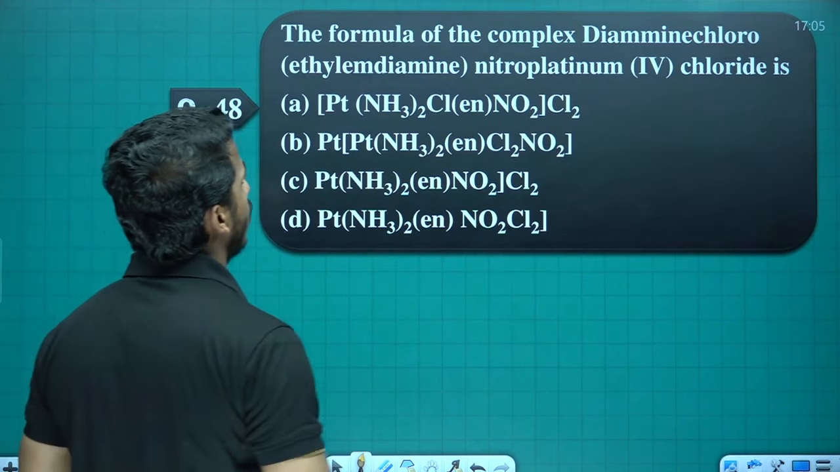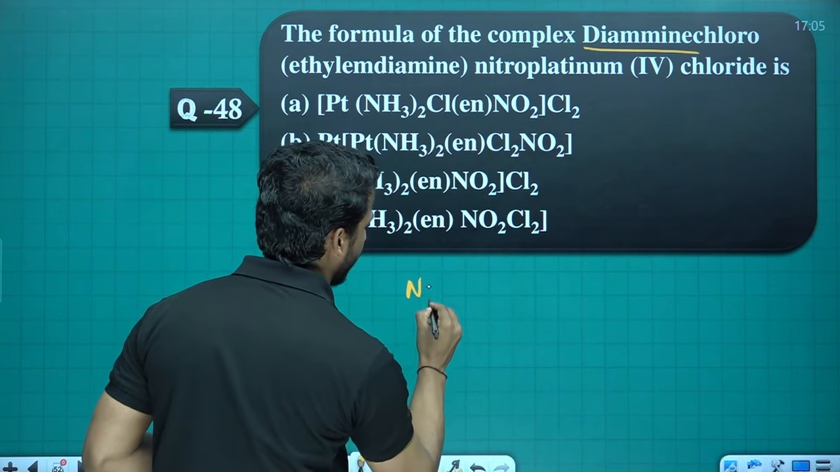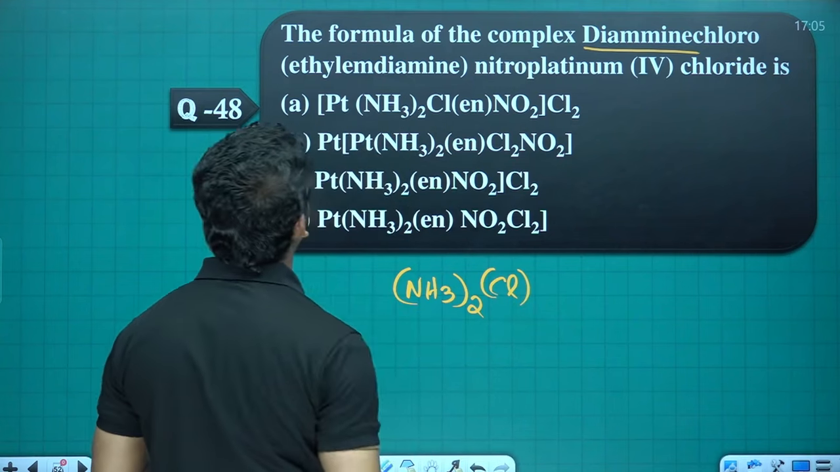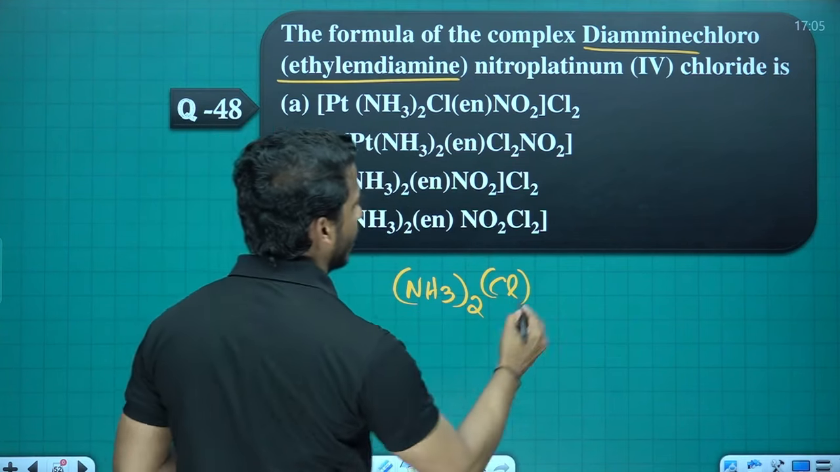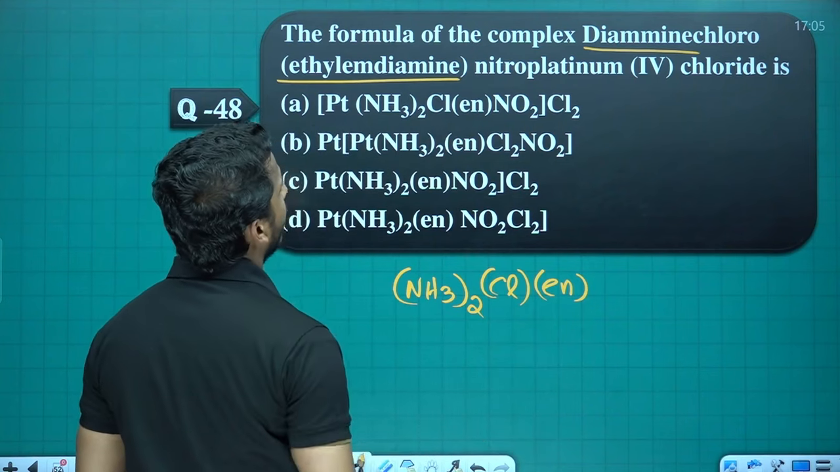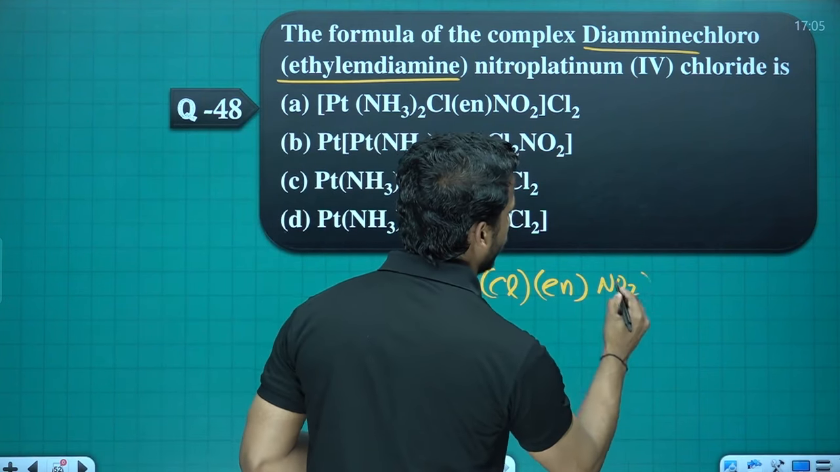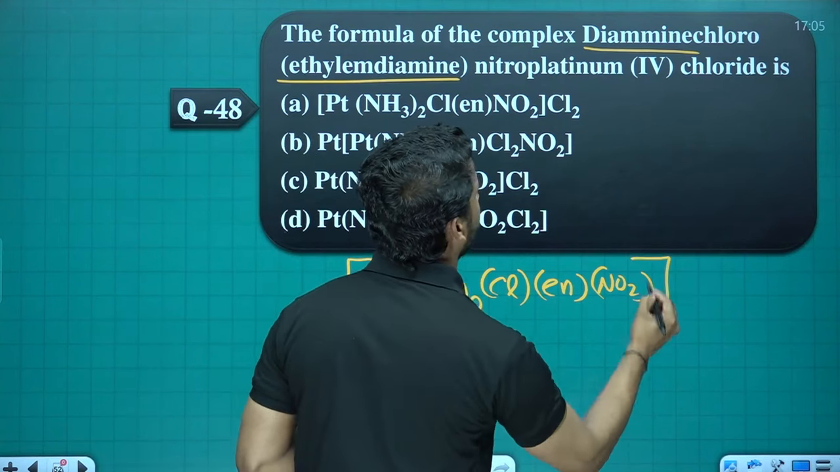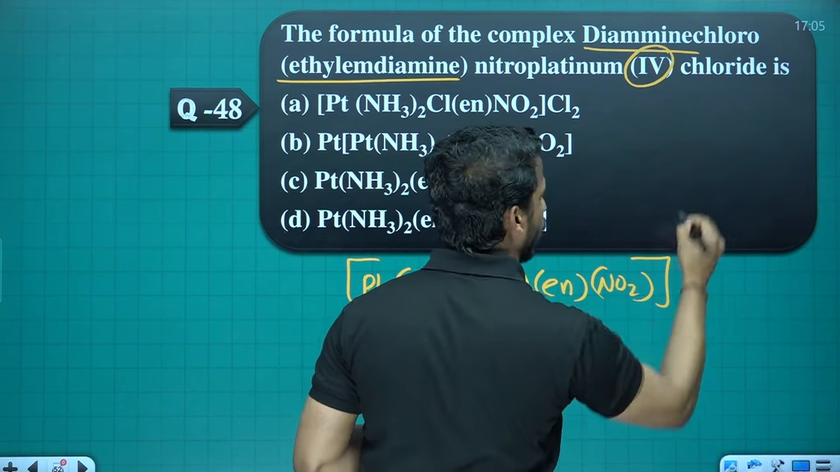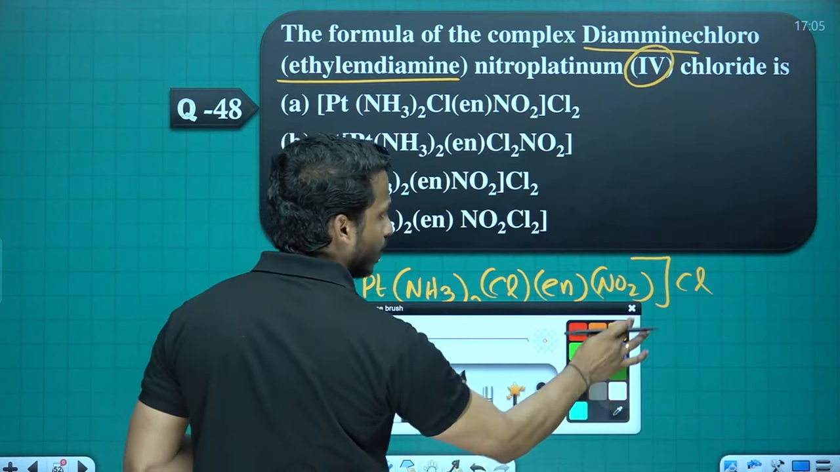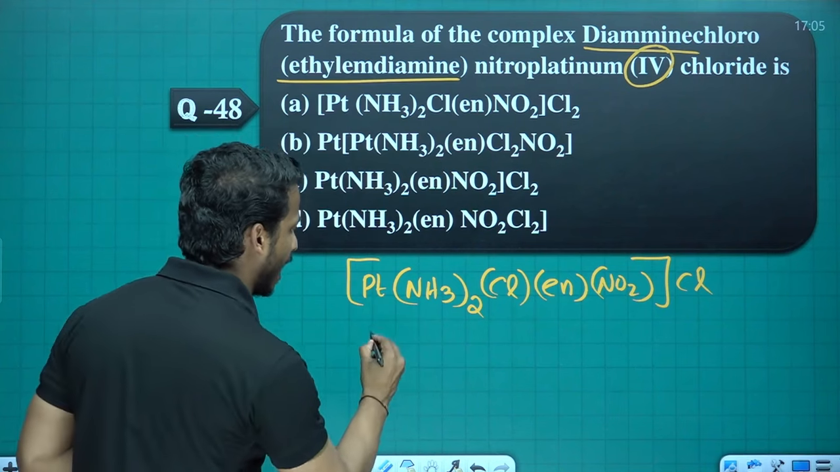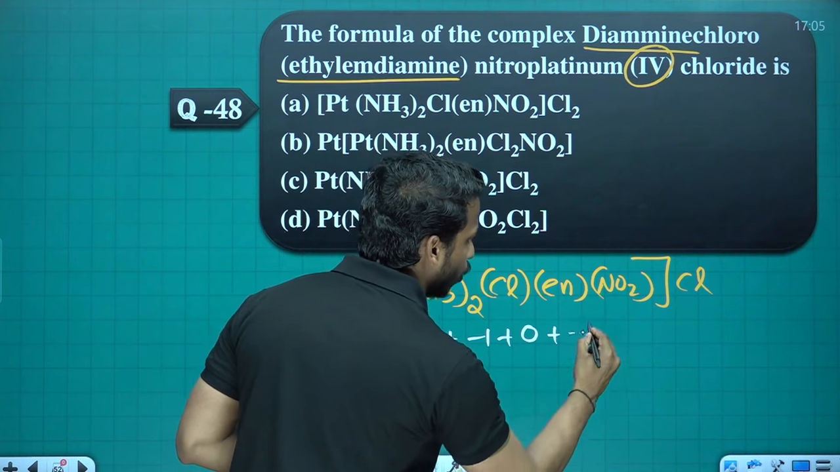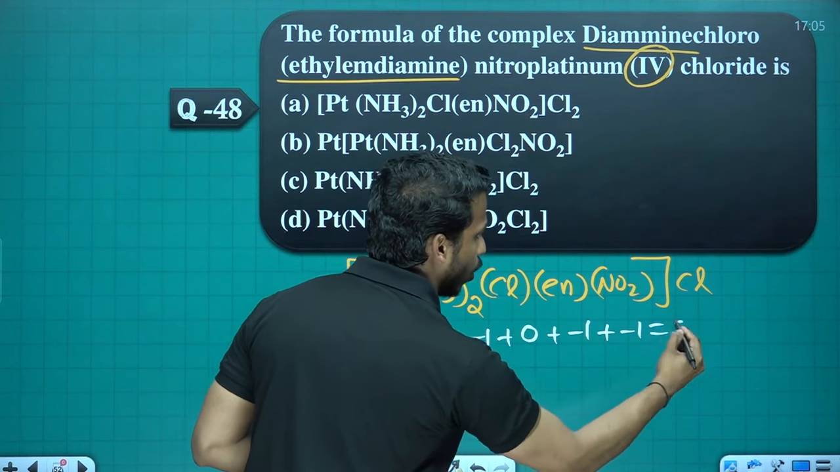The formula of the complex again, diammine. What is diammine? NH3 twice. Diammine chloro. Chloro means Cl. Only ethylenediamine, that means only one en. Nitro. What is nitro? NO2. That you can write in random order, no issue. Then what is the central metal atom? Platinum. 4 is the oxidation state and chloride is outside. Let us check whether 4 is obtained or not. So platinum X, ammine neutral, chlorine minus 1, en neutral, NO2 minus 1, 1 chlorine minus 1, overall 0.